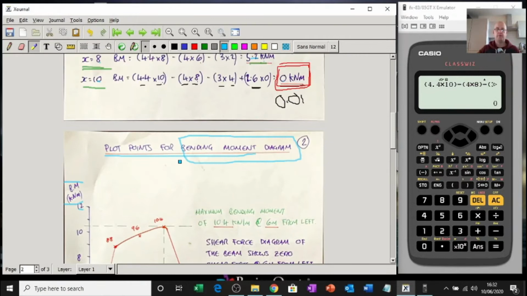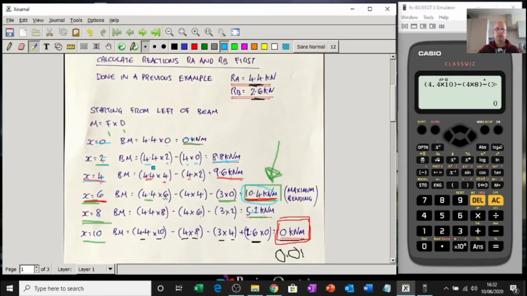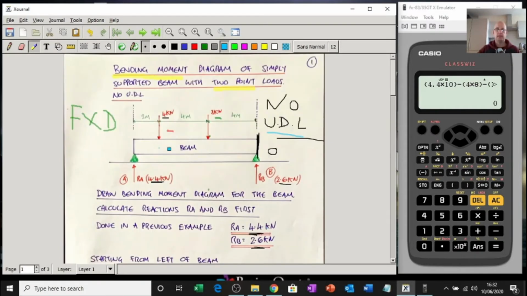Plot the graph, label it, and all we're doing is looking at certain distances what the moment is at that point. So that one is a bending moment diagram with 2 point loads. So it's not too bad. Normally you'll get a question, it'll say something like, here's a beam, draw the bending moment diagram and shear force diagram. So normally you'll do 2 diagrams. So that's that one.